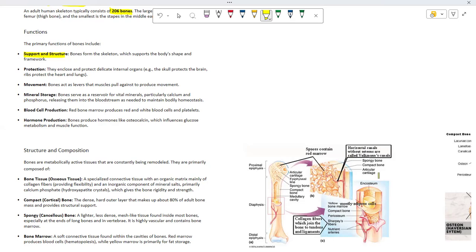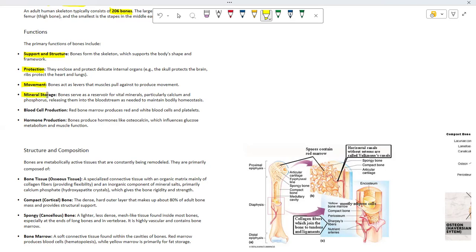And then two, protection. So they enclose and protect delicate internal organs. For example, think about the skull protecting the brain, or the ribs protecting the heart and lungs. Okay, so protection is the second function. And then the third one is movement. The bones act as levers that muscles pull against to produce movement. So walking, running, they are all part of the functions of the bone.